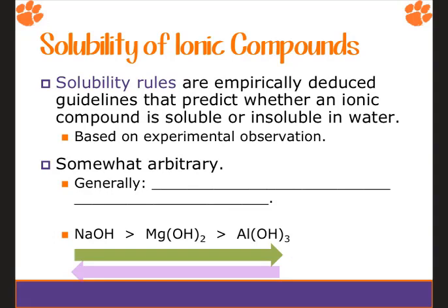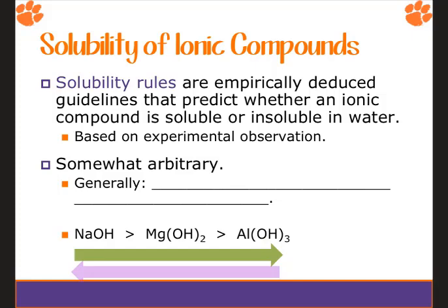So how do you tell if an ionic compound is soluble or not? Well, we looked at these things called solubility rules. These are empirically deduced rules that predict whether or not an ionic compound is soluble or insoluble in water. That essentially means you try it and see if it's soluble, and if it is, you mark it down. If it's not, you mark that down. So it's kind of all over the map.